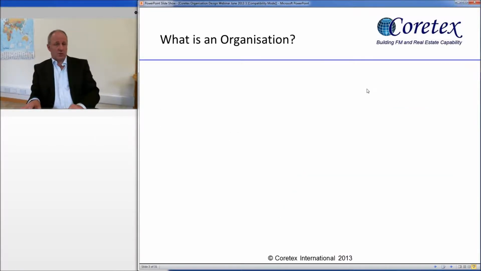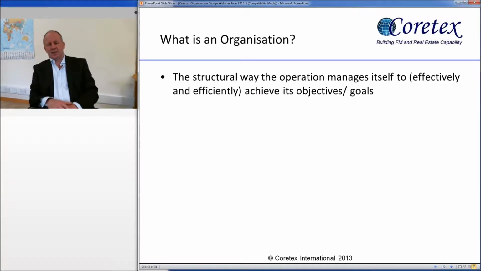Well, first of all, what is an organization? Well, it's the structural way that the organization assembles and manages itself in order to do what it sets itself out to do.